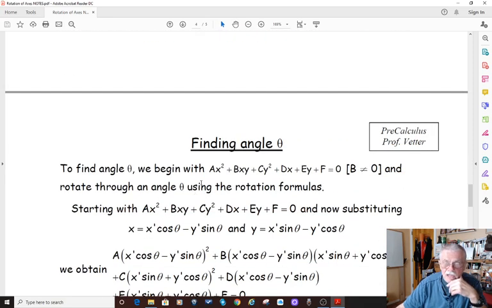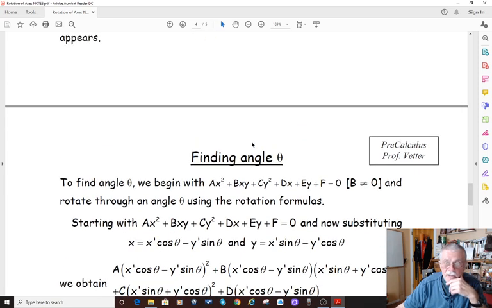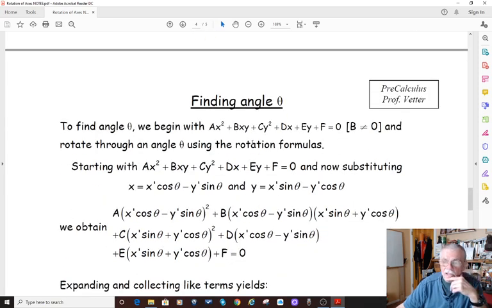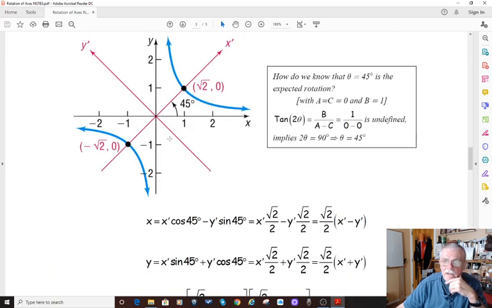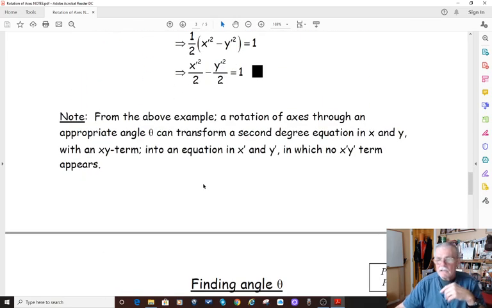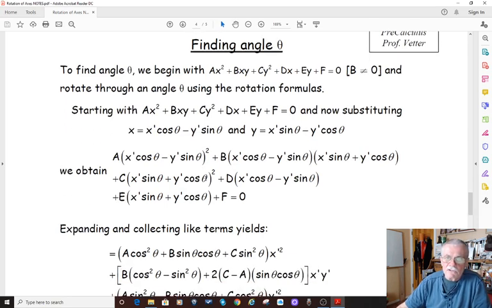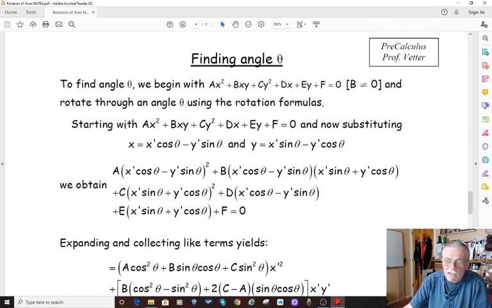Okay, so let's talk about finding angle theta, and then if we have time, we'll do an example. If necessary, we'll come back and do a second one in a second video. All right, finding angle theta. So here we go. The plan is I'm going to derive the formula we used here. And again, the derivation is because that's what mathematicians do. They like to know why things work. But memorization, we're not going to memorize this.